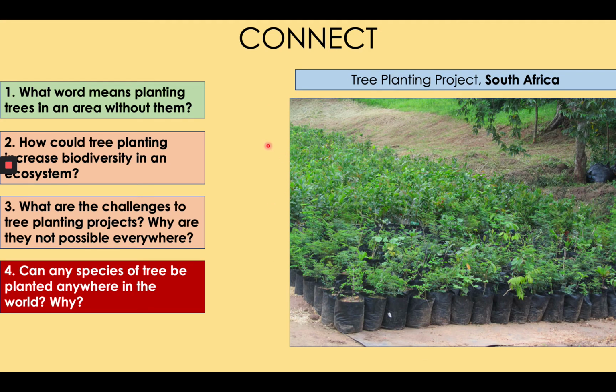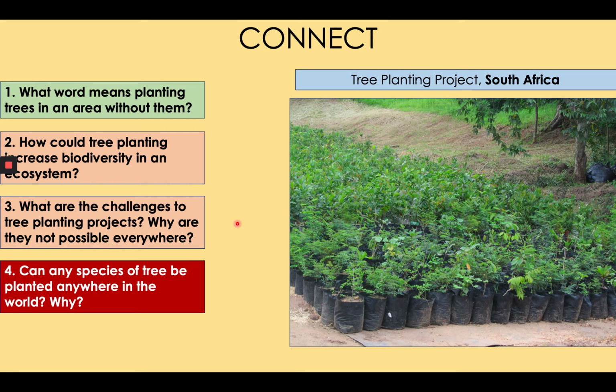It's afforestation. 2. How could tree planting increase biodiversity in an ecosystem? You should have said that trees are producers, and as a result they could provide habitat for other living organisms and they could also provide food for consumers, thereby allowing biodiversity to increase because there's more food and more habitat for different species.